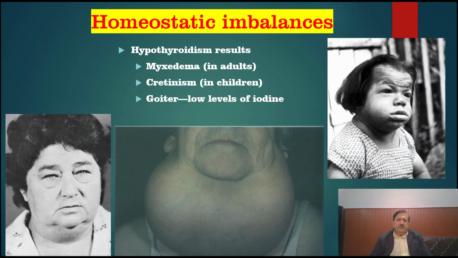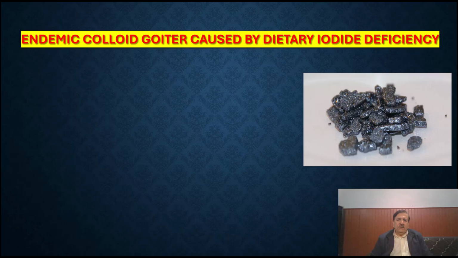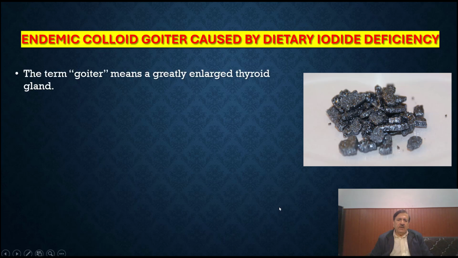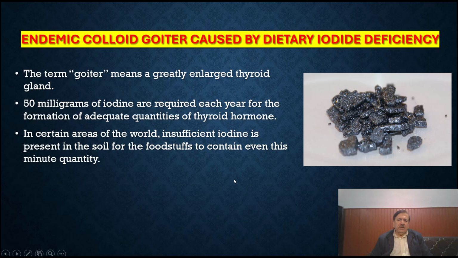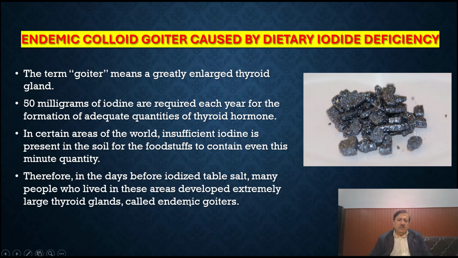Endemic goiter caused by dietary iodine deficiency. The term goiter means a greatly enlarged thyroid gland. 50 milligrams of iodine are required each year for the formation of an adequate quantity of thyroid hormone. In certain areas of the world, insufficient iodine is present in the soil for the foodstuff to contain even this minute quantity. Therefore, in the days before iodized table salt, many people who lived in these areas developed extremely large thyroid glands called endemic goiter.